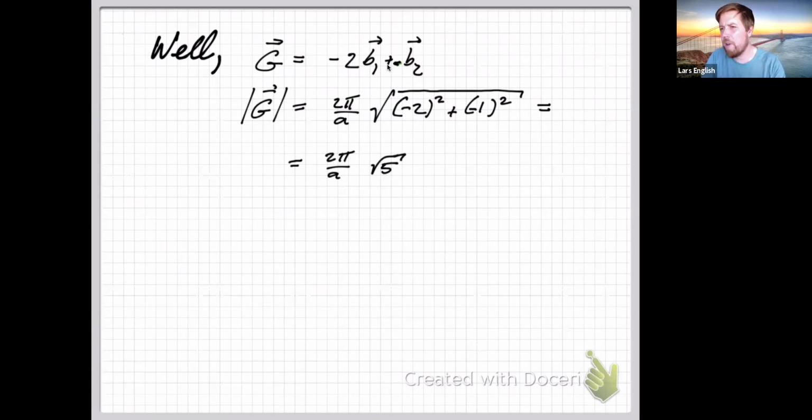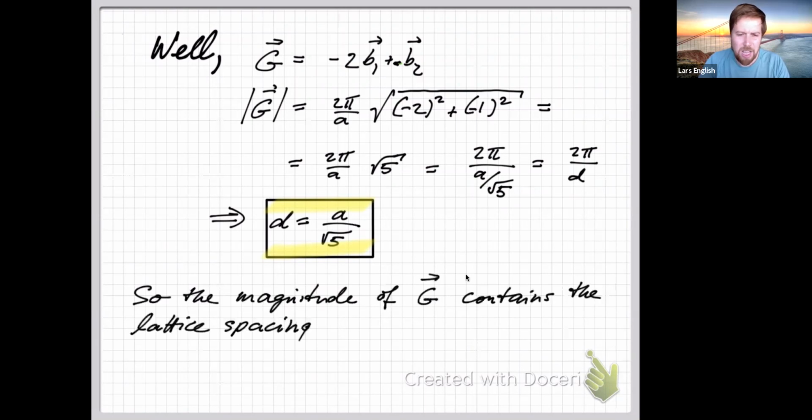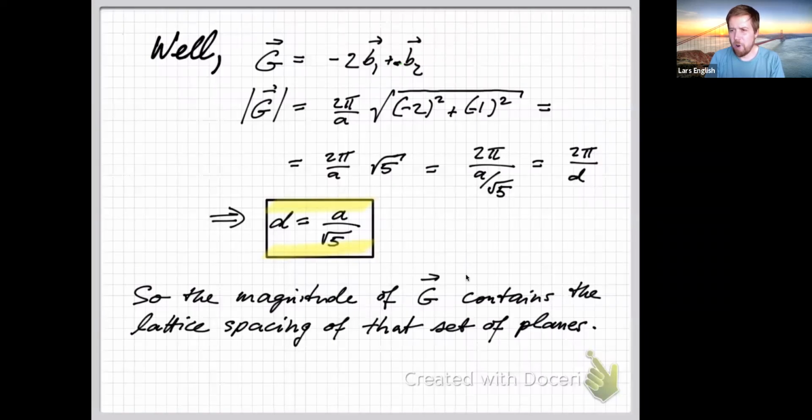Now, I always want to write this as 2 pi over some characteristic distance. And so I get 2 pi over a over the square root of 5. And therefore, we see that d is a over the square root of 5. So that would be the separation here. So the upshot is that the magnitude of G contains information about the lattice spacing for that set of planes.